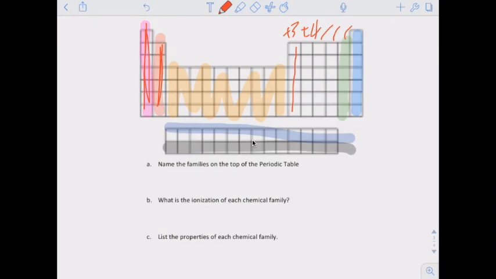And lastly, it says list the properties of each chemical family. The big ones to know: alkali metals are the most reactive metals. Halogens are the most reactive nonmetals. Those are some big ones. We know that the noble gases don't react to anything. They are unreactive. And then you can look up in your notes the different other chemical families.